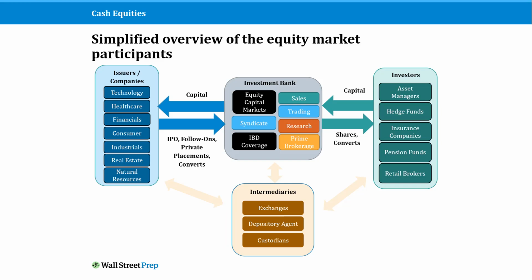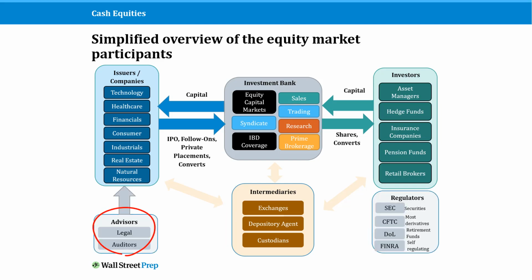Other parties that are part of the process include law firms and auditors that are part of the IPO process and provide ongoing disclosures. We also have on the right regulators such as the SEC for most securities or shares, the CFTC for most derivatives, the Department of Labor for pension funds, and FINRA, which is an industry-owned regulator, and also the administrator of the SIE and Series 7 exams.